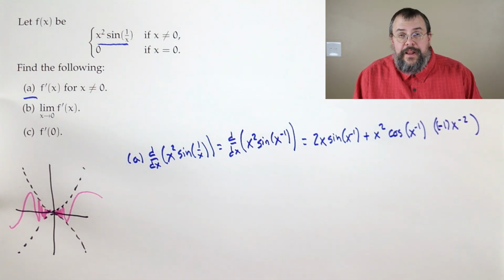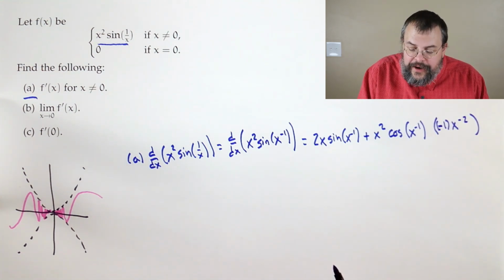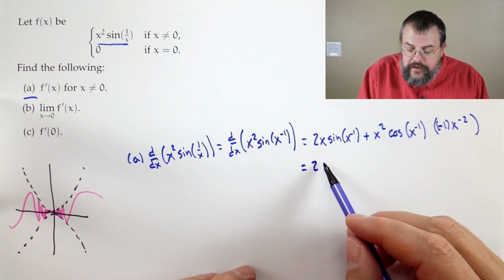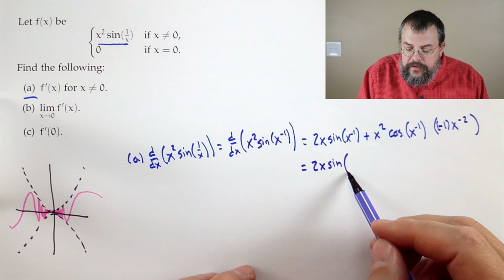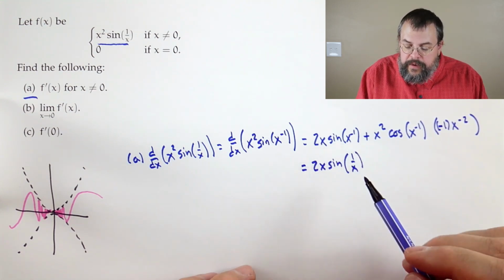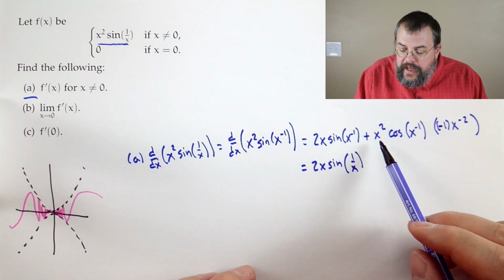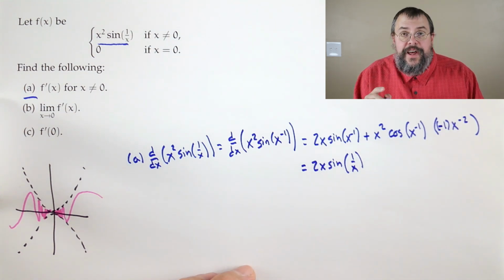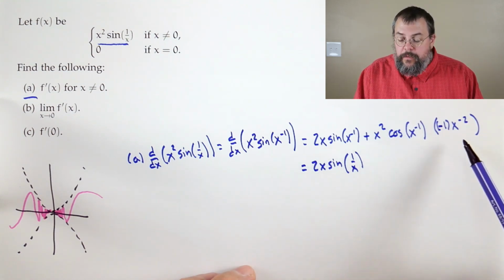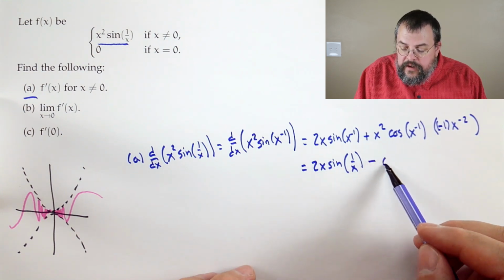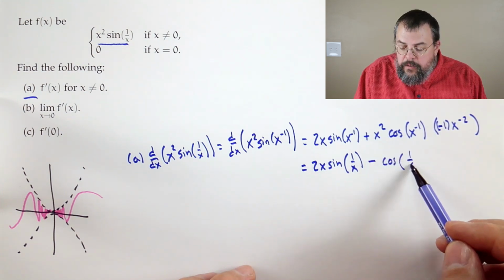We're going to clean it up a little bit. Now, how can we clean it up? Well, we get our 2x sine of 1 over x because x to the minus 1 will go back to 1 over x. Now, x squared and x to the minus 2. What happens to that? Well, they cancel. See, this is an x squared. That's a 1 over x squared. So they cancel each other, and then you're left with minus cosine of 1 over x.